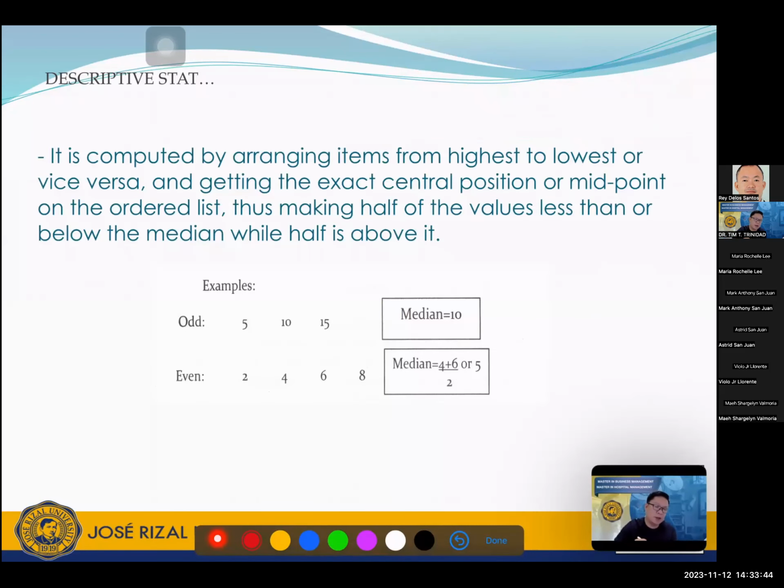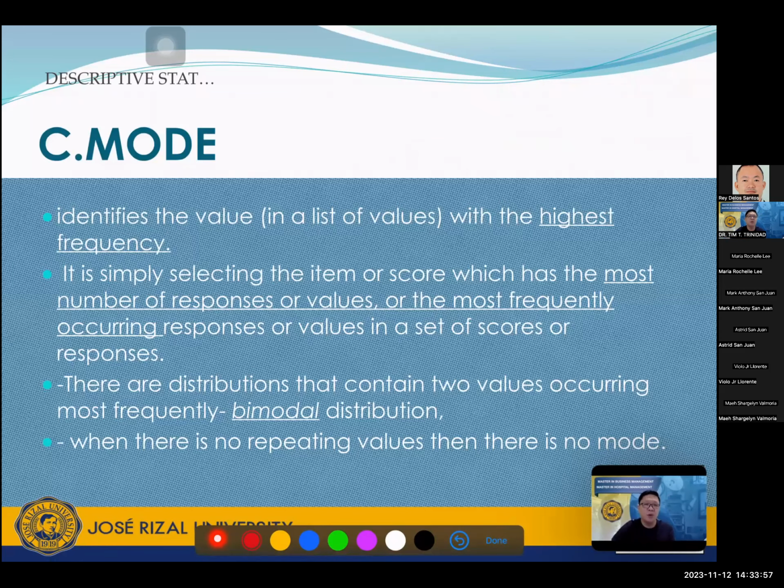If it's an odd number of data in your set, you just get the middle. If it is even, you get the two central values and divide by 2, and that becomes your median. What about mode? Mode, in comparison with the median and the mean, identifies the value in a list of values with the highest frequency. What do you mean by highest frequency? The number of times it comes out or is represented.